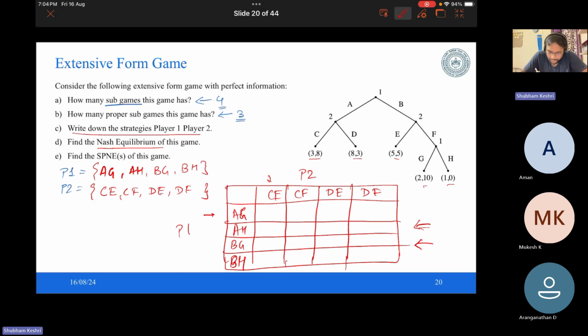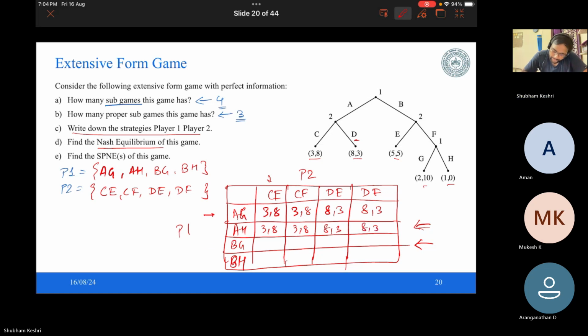3, 8. 3, 8. A, G, and C, F will also be 3, 8. So D will be played 8, 3 and 8, 3. A, H, and C, E. When A, H, and C, E, it will be 3, 8. A is there, so it will be 3, 8. This will be 8, 3 and 8, 3.